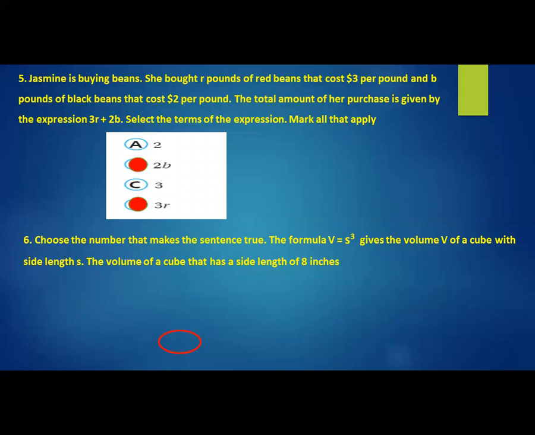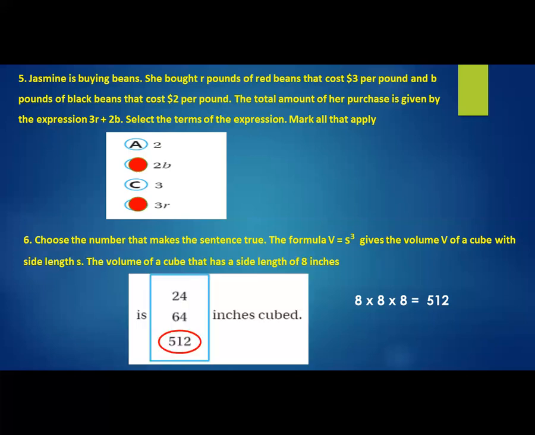Now choose the number that makes the sentence true. The formula volume equal side to the power of 3 gives the volume V of a cube with a side length S. The volume of a cube that has a side length of 8 inches will be 8 times 8 times 8, or 8 to the power of 3, which will be 8 times 8, 64. 64 times 8 will be 512. So the answer is 512 inches cubed. So you can multiply and show the working on the right side, and you can circle the correct answer.